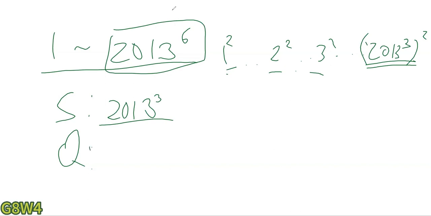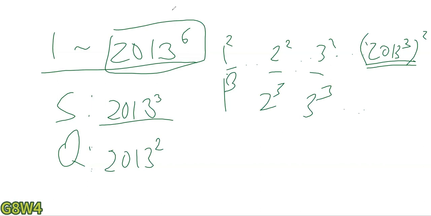And now for Q, we can basically do the same thing. So 1 to the power of 3, 2 to the power of 3, 3 to the power of 3, dot, dot, dot, all the way to 2013 to the power of 2. So 2 times 3 is 6. So now it's asking for the relationship.